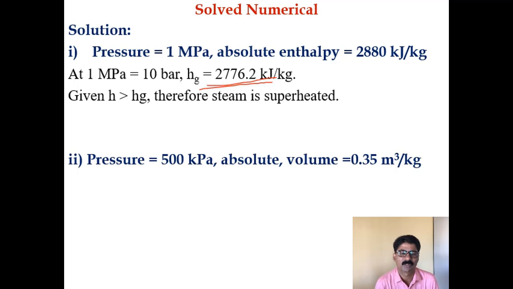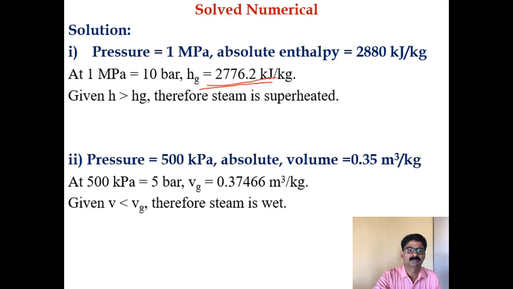Pressure is 500 kilopascal or 5 bar. Absolute volume is 0.35 meter cube per kg. So volume is given here, pressure and volume. So at 500 kilopascal or 5 bar, note down the vg, because we have to compare with vg first. Always, v given means vg, h given means hg. So vg is 0.37466 meter cube per kg, but the given v is 0.35 meter cube, which is less than vg. That means the volume has not yet reached the saturation point. So volume is still less. That means it is wet steam.